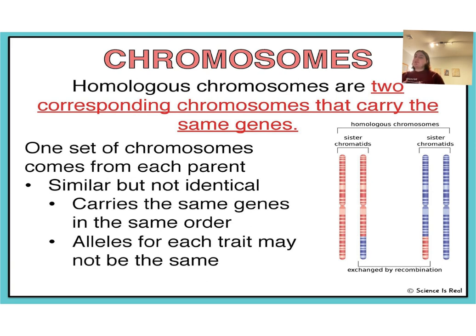Alleles are like two different options for a trait. For example, if we're talking about the trait of hair color, two different options, maybe brown hair, that would be one allele, and blonde hair would be another allele.